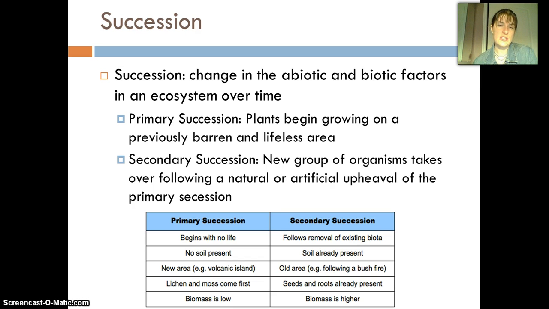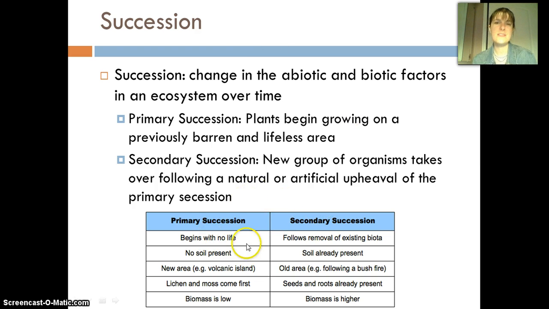The second type of succession is called secondary succession. Secondary succession is going to be to a lesser extent because it has an established community and established soil to begin with, but some sort of disturbance gets rid of that community, and then there's individuals in that area that repopulate that community and it starts to grow again.